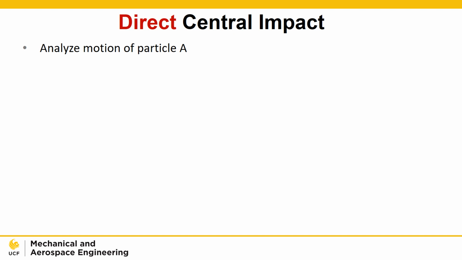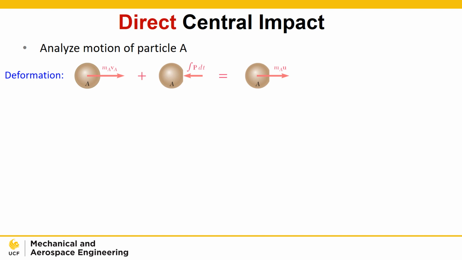Now let us analyze the motion of particle A. During the period of deformation, if we apply the principle of impulse and momentum to particle A, since the only impulsive force acting on A during this period is the force P exerted by particle B, we can write MAVA, the initial linear momentum of particle A, minus integral P dt, which is the deformation impulse, is equal to MAU, the final linear momentum of particle A during the deformation time period.